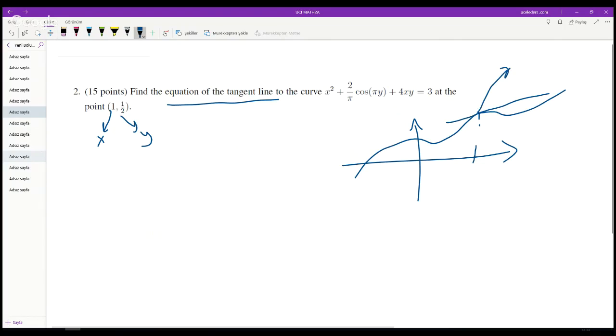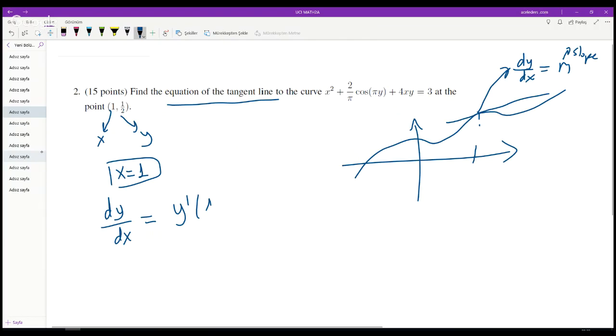The derivative of the function, dy over dx at that point, equals the slope of the tangent line. You know that, right? That's the definition of the derivative. So the slope of the tangent line is the value of the derivative of the function at that point. So I need to find dy over dx at x equals 1. Okay, so I will write that. My aim is reaching y prime when x is 1. Okay, that's my goal.